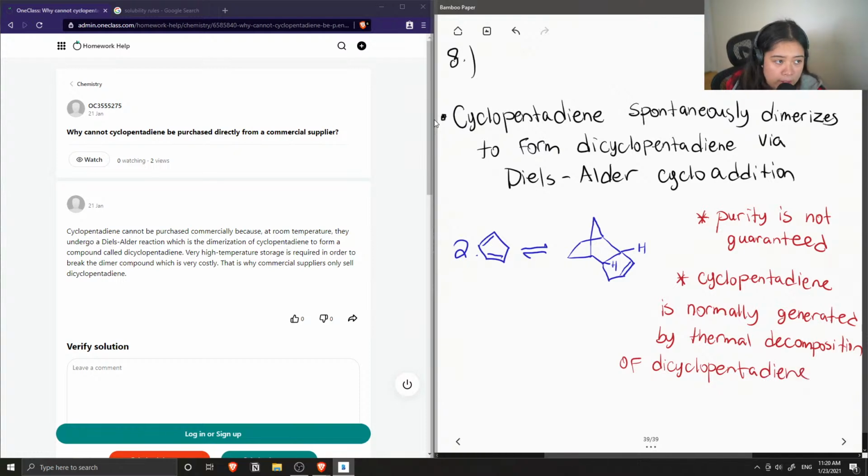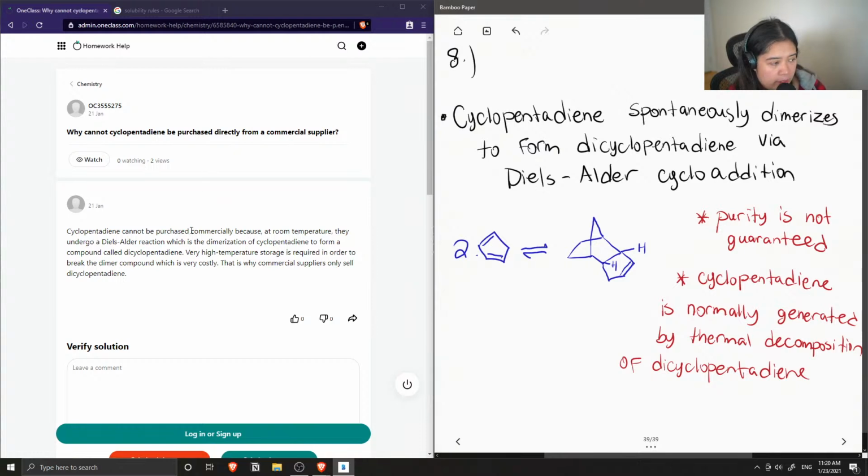So basically, the commercial supplier will give you just the dicyclopentadiene, and then in the lab, if you wanted to make only just cyclopentadiene, you just need to do thermal decomposition, since they don't sell the cyclopentadiene directly, just because it spontaneously dimerizes.